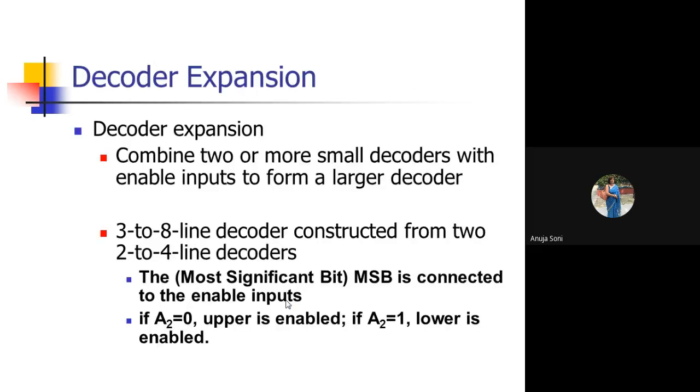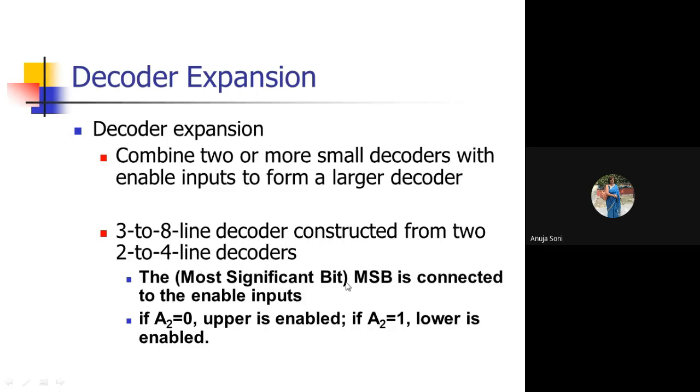And the decoder expansion talks about this: again, one question may come up on this topic, decoder expansion. What do you mean by decoder expansion, and how may a 3 to 8 line decoder be constructed with the help of 2 to 4 line decoders? What you have to write in that question is: combine 2 or more small decoders with enable inputs to form a larger decoder. That is what we mean by decoder expansion, right? And how can a connected series of 2 to 4 line decoders be made to work as a 3 to 8 line decoder? How is it to be made functional to achieve the functionality of a 3 to 8 line decoder?